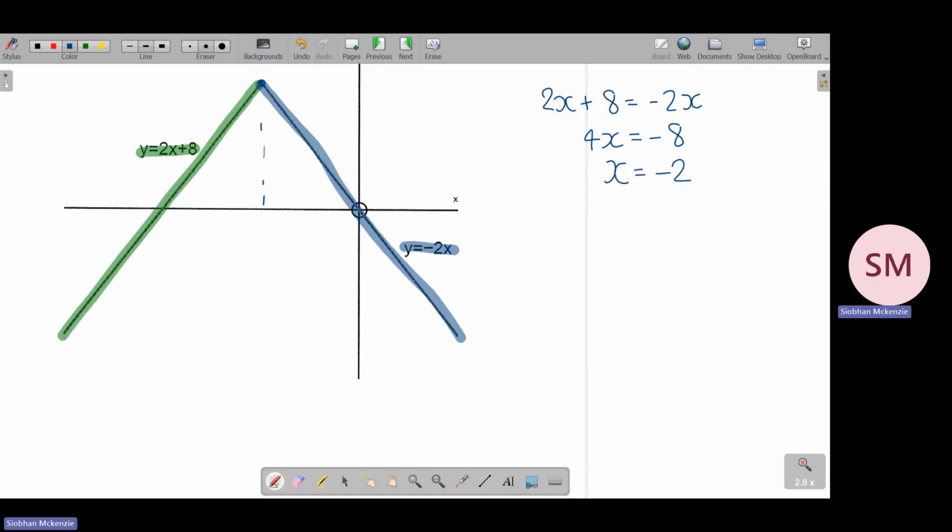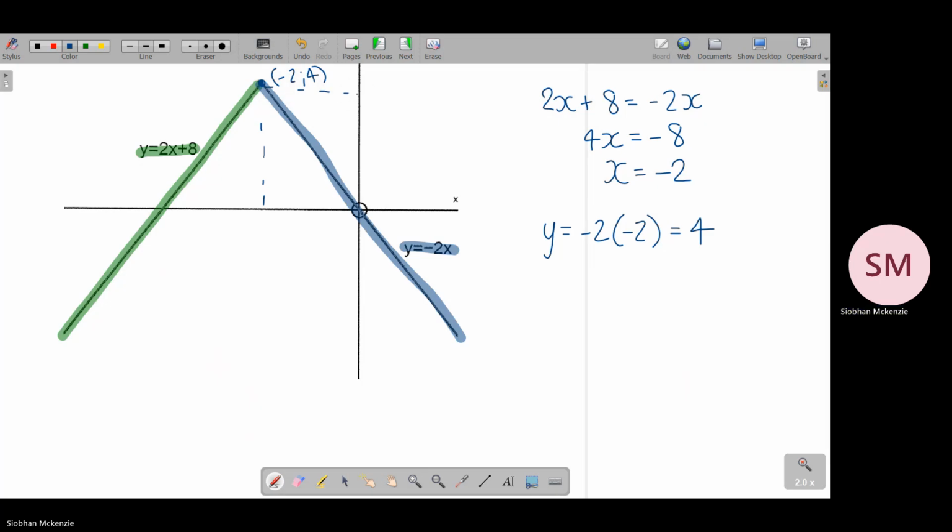Do you agree? So far, my salient point is at x equals minus 2, and we want the y-coordinate of that salient point. I can then substitute x into any one of the straight line graphs to find that y-coordinate, because that point lies on both the green graph and the blue graph. Okay, I'm going to substitute it into the blue graph just because it's a bit faster. So y is equal to negative 2 times minus 2, which gives you 4. So that y-coordinate is going to be 4. Does it make sense for that to be positive 4? Because it would be in line with the positive side of your y-axis.